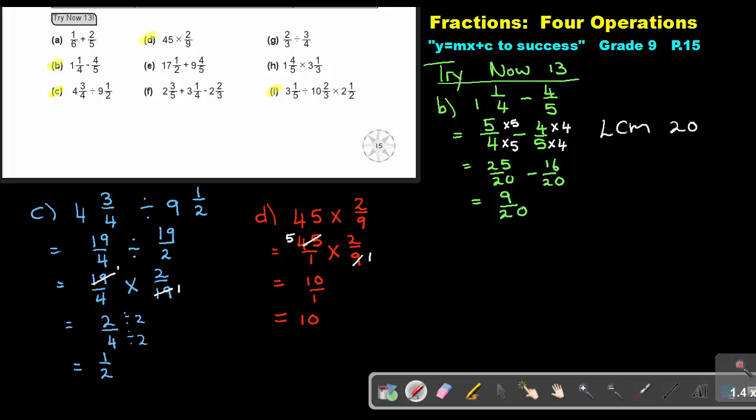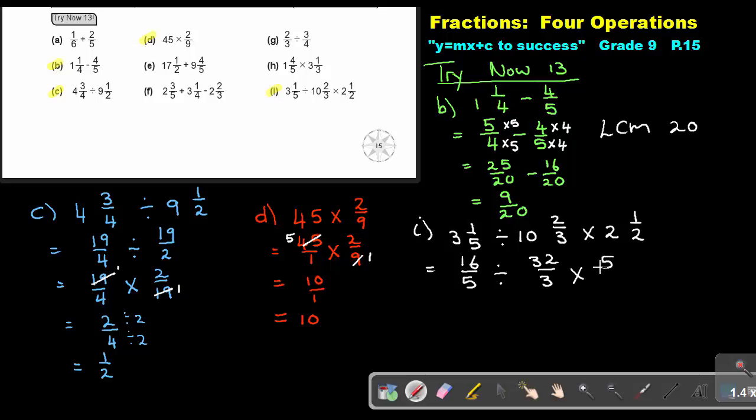Okay, and now we're going to look at the final one. Let's just take another color, I. So if I look at this one, I, and this is going to be 3 and 1 over 5, divide 10 and 2 over 3, multiply 2 and a half. So if I start, first make everything improper fractions. So 3 times 5 is 15 plus 1, so that will be 16 over 5. Divide. 10 times 3 is 30 plus 2, so it will be 32 over 3. Multiply. 2 times 2 is 4 plus 1, it's 5 over 2.